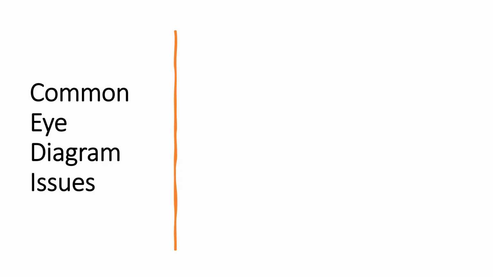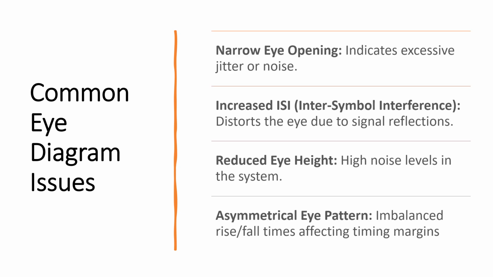Now let me take you through few of the common eye diagram issues. The first one is the narrow eye opening. This narrow eye opening indicates the excessive jitter or noise. Jitter in the time domain and noise in the amplitude domain. Then comes the increased intersymbol interference. Intersymbol interference distorts the eye due to signal reflection.